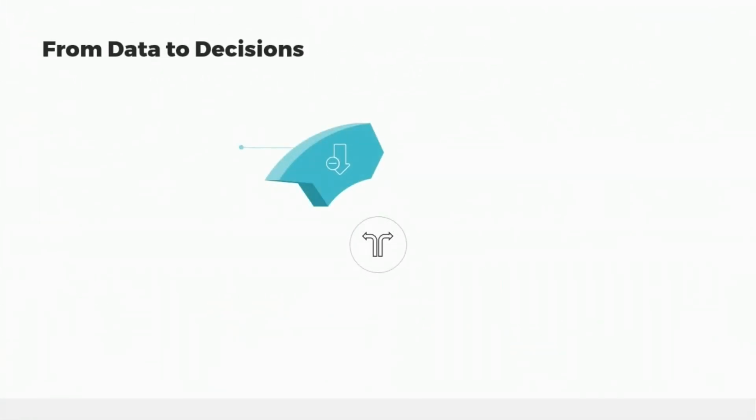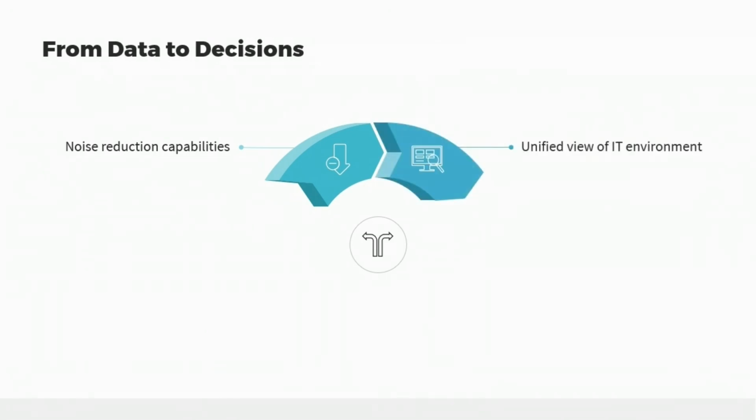Now, efficient decision-making relies on the ability to filter out noise and gain a clear, comprehensive view of the IT landscape. For example, noise reduction capabilities is about utilizing advanced algorithms and filters to distinguish between relevant signals and irrelevant noise in data streams, reducing cognitive overload and enhancing decision quality. A unified view of an IT environment is about integrating data from disparate sources and systems into a centralized platform or dashboard, providing stakeholders with a holistic understanding of the IT infrastructure status and performance.